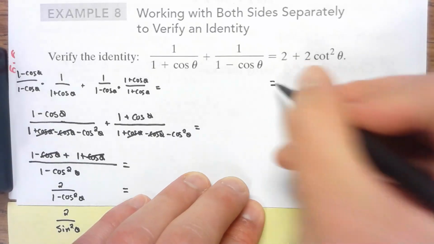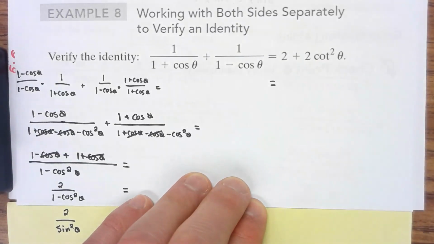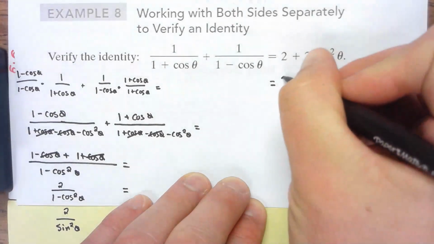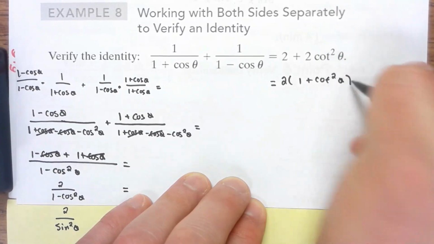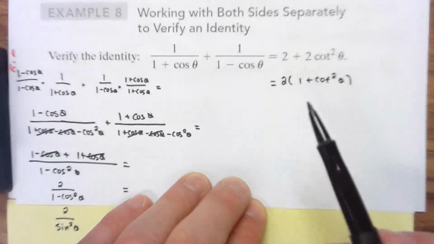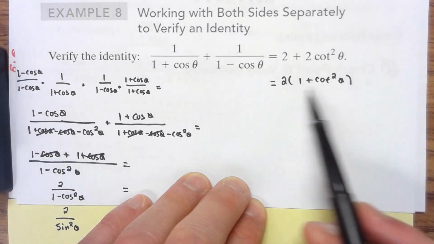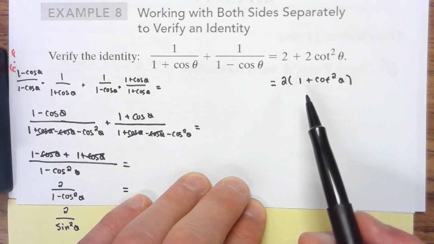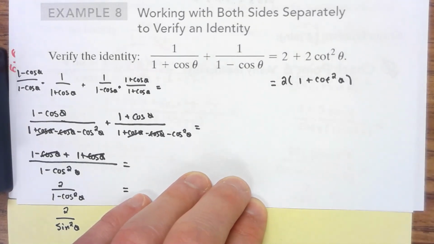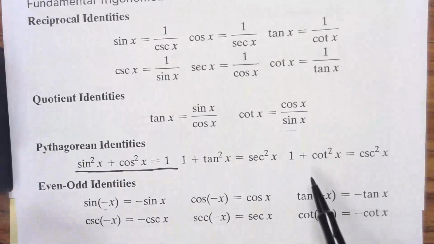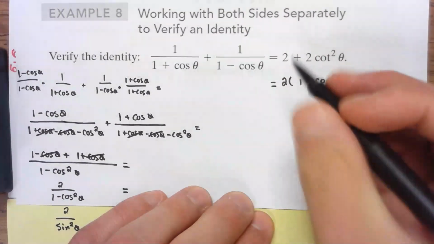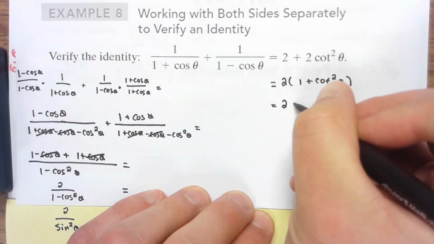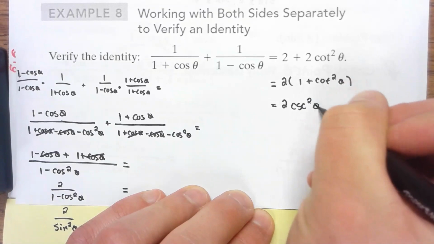So what's the first thing you notice about the right side? What do both those terms have? A 2, so let's factor that out. And I get 1 plus cotangent squared of theta. And so I'm wondering if there's a Pythagorean identity that is of the other form of this 1 plus cotangent squared of theta. In fact, not only is it another form, but I see it exactly. 1 plus cotangent squared equals cosecant squared. So this actually equals 2 times cosecant squared of theta.